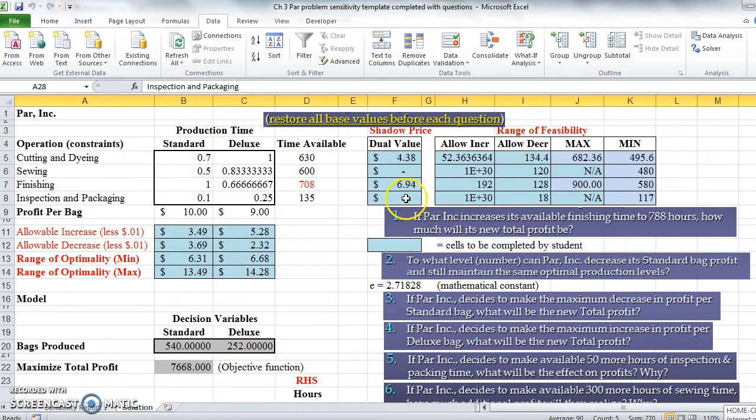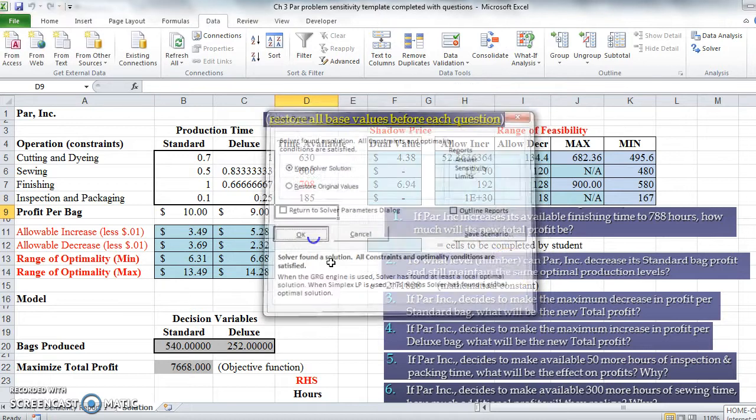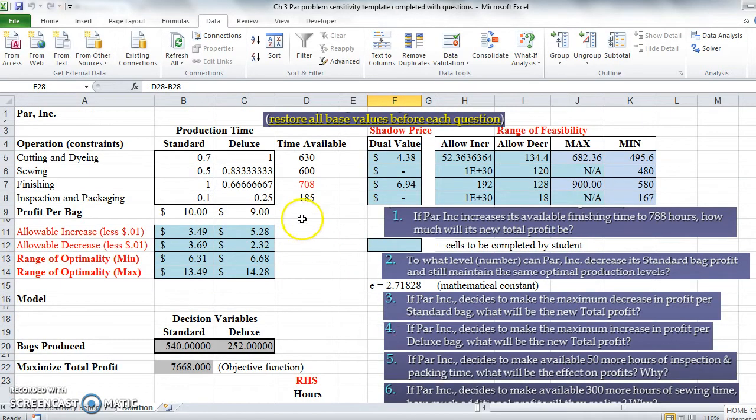So what that really means is that if we add more hours, all that we're going to do is increase the amount of slack available. So the question says if we make 50 more, let's go to 185. Let's rerun solver. Nothing changes, except we wound up with more additional slack hours. We wound up with 50 more slack hours. That's all that it amounted to.